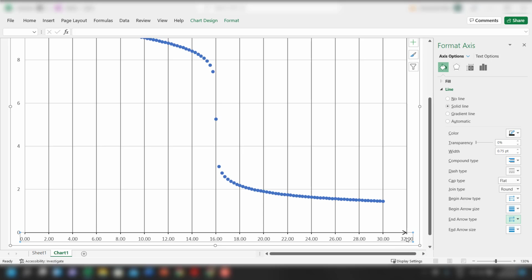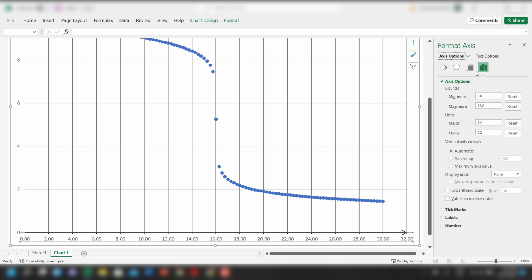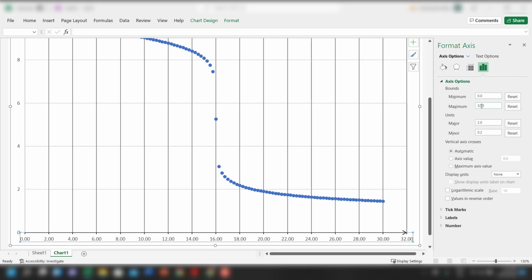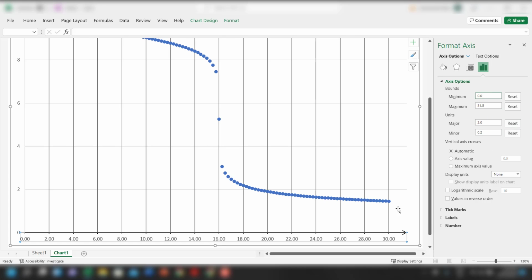So you see that there's this label over here with 32, so it looks a bit ugly. So I think we have to change the axis as well over here. Then I think we have to change it to say 31.5, so that it wouldn't show the labels, so something like this. I think that will look nice.